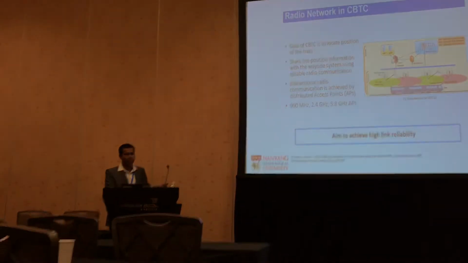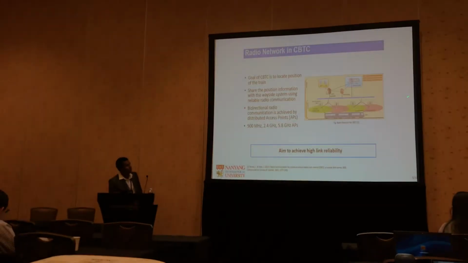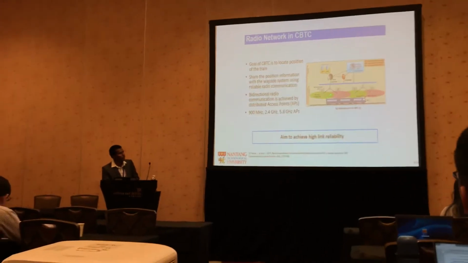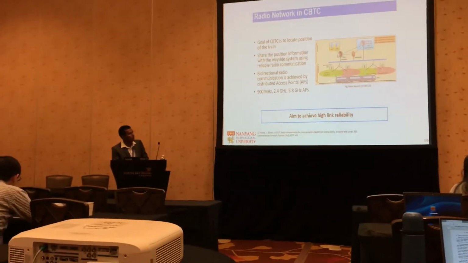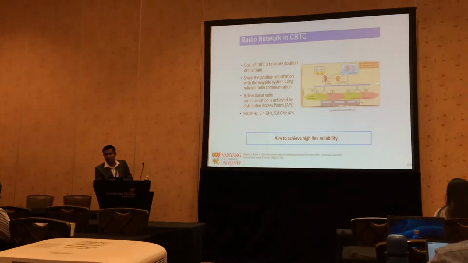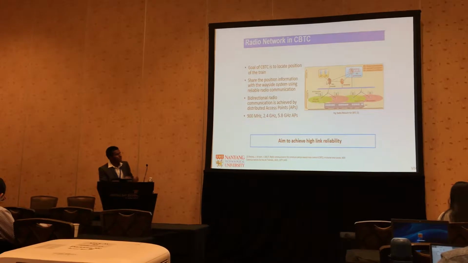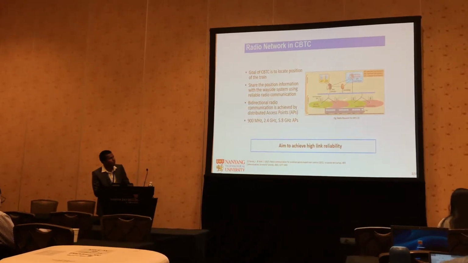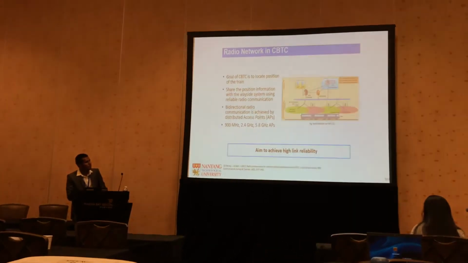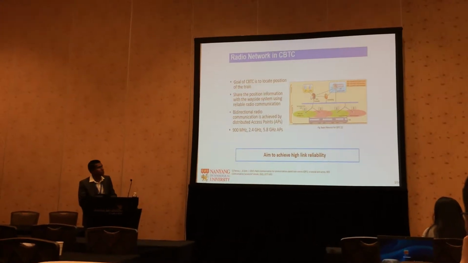So this is the radio network in CBTC. Here you can see the access points distributed along the track, and the train is moving here. Usually the trains have 2 antennas, one at the front and one at the back. If one loses the link, the other can connect. As these access points are distributed all over the track, you need to make sure that your train will receive the signal properly all over the tracks.